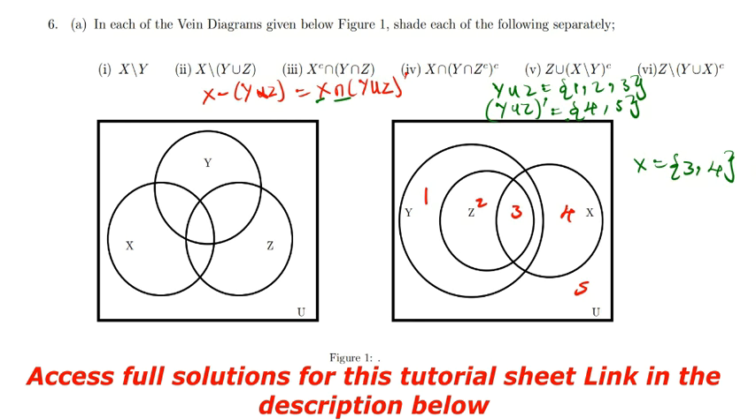So now X intersection open Y union Z complement is equal to what is common. We found that the common element is 4. It's just 4. So for shading, you can go ahead and just shade where you can see 4. Meaning that your answer to this question is that part. That's the part which we are going to shade.